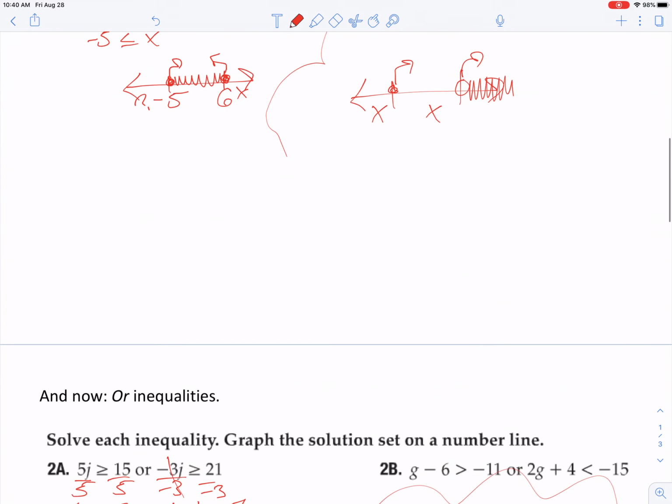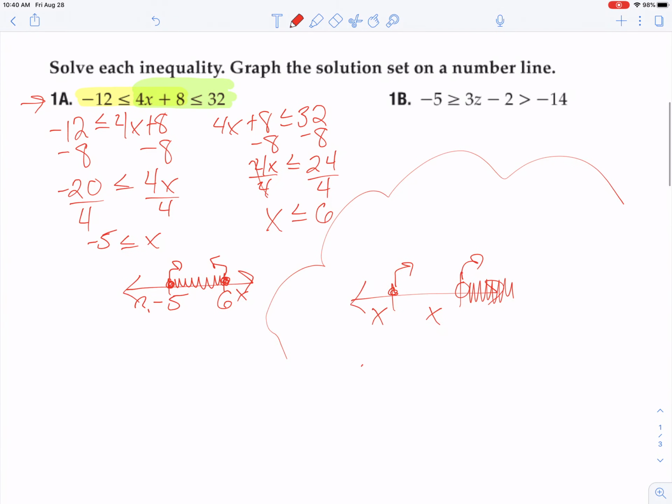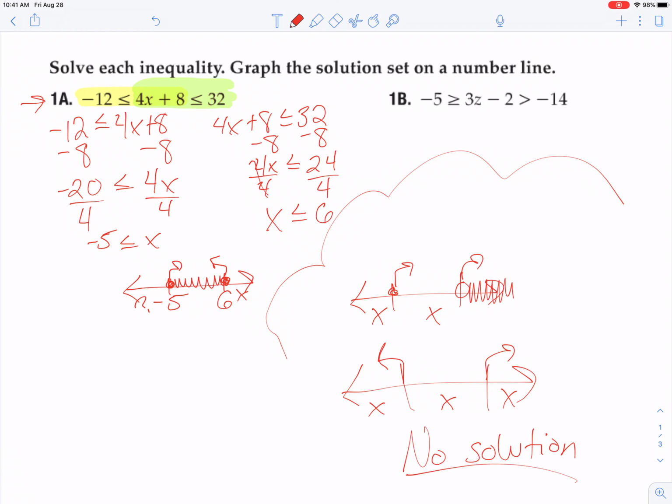I meant to show you back up here on the ands. What if it's shaded like this? Oops, I'm sorry, wrong direction. Shaded like this. Remember, it's an and, so you have to follow both directions. Does it follow both of them on the left? No. Middle? No. Right? No. The answer is no solution.